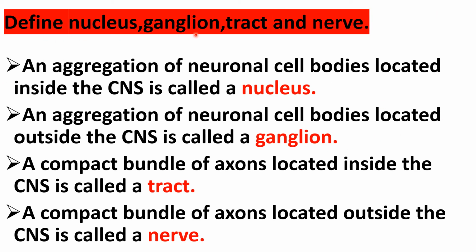Then define nucleus, ganglion, tract and nerve. An aggregation of neuronal cell bodies located inside the CNS, or central nervous system, is known as a nucleus. An aggregation of neuronal cell bodies located outside the central nervous system is known as a ganglion. A compact bundle of axons located inside the central nervous system is known as a tract. A compact bundle of axons located outside the central nervous system is known as a nerve.